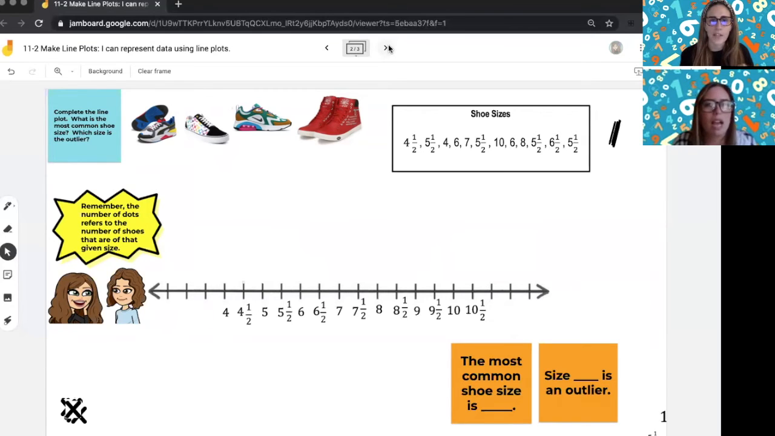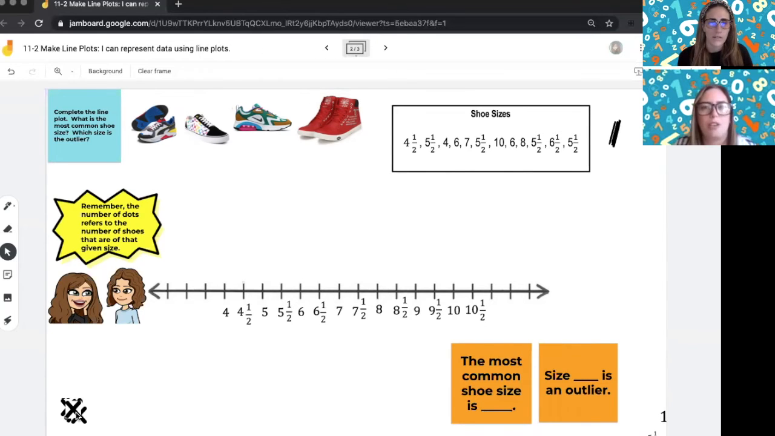So I was thinking we could use these slashes here to mark the numbers as we go. Perfect. So remember that the number of X's that we make on the line plot will represent the number of shoes that are that size. Perfect. So let's start plotting. So the first, if you notice our line plot, we started with 4 because that was the smallest number in our data set. And then we ended with 10.5 because that was the largest number in our data set.